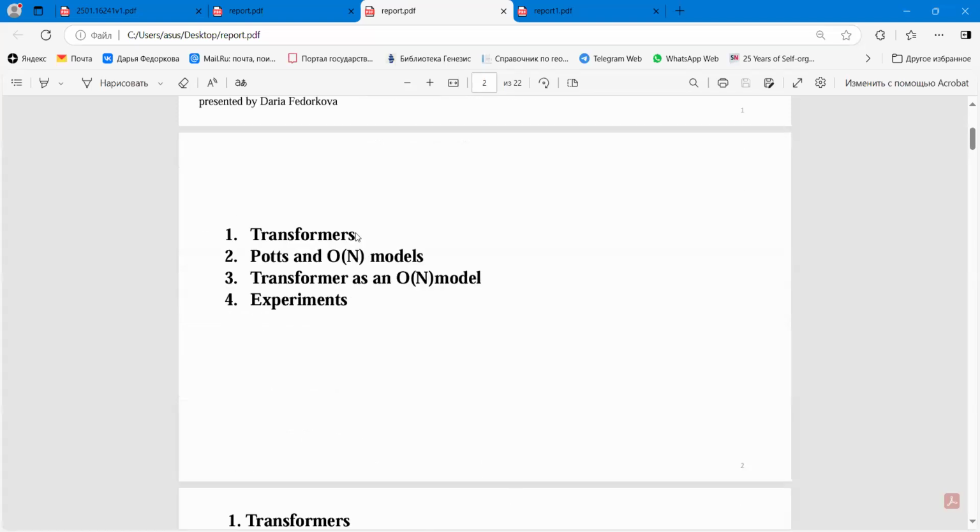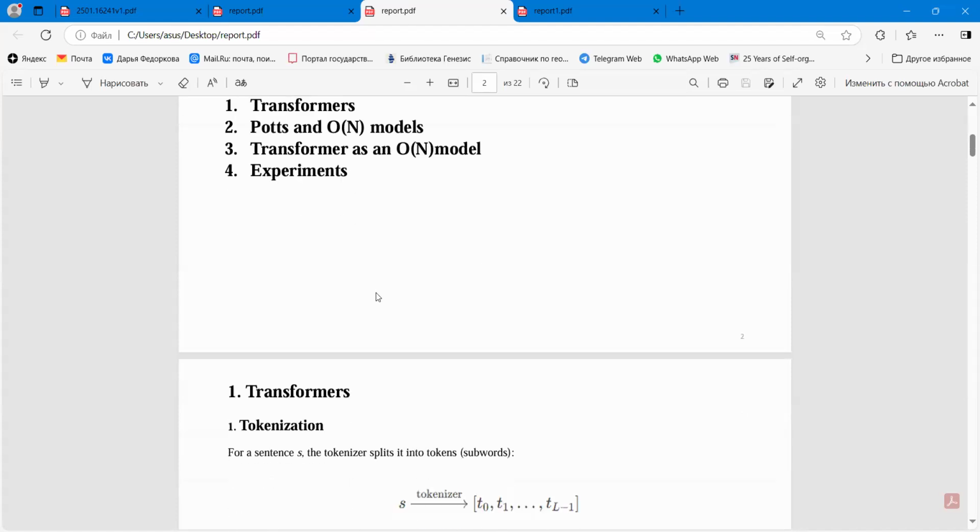And we will discuss the architecture of transformers that underlies these large language models. We will discuss the POTS models and how we can unite transformers and the Wolfram model, and we'll discuss the results of experiments.